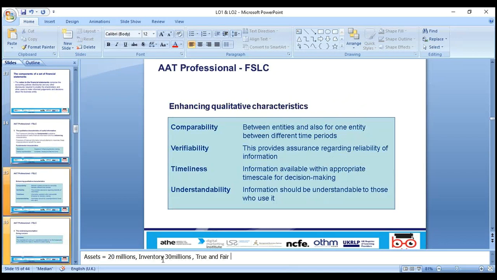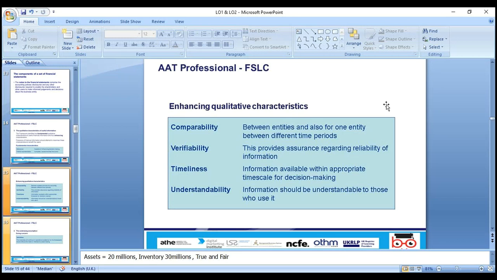Understandability means financial information needs to be understandable. If the financial statement is not understandable, then we need to look at making it understandable. For example, if one year we are doing it in English, and next year in Hindi, Urdu, or any other language, that can't be compared between last year and this year.